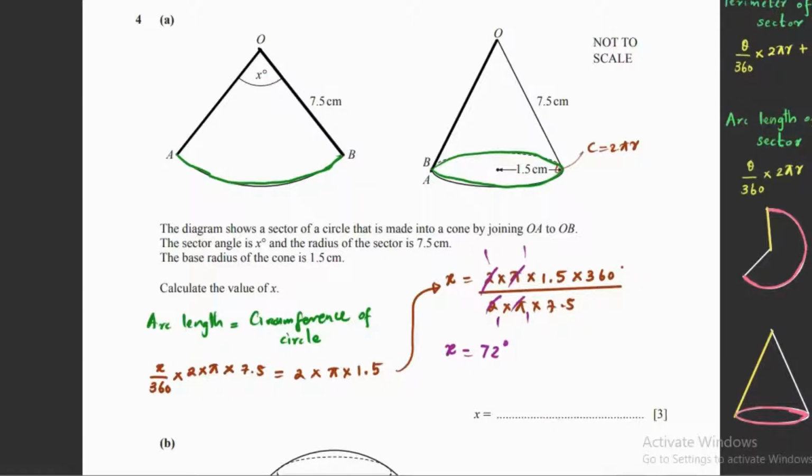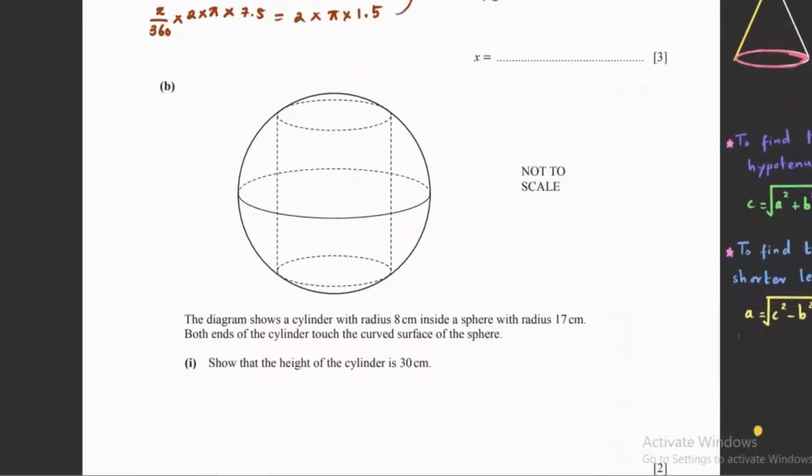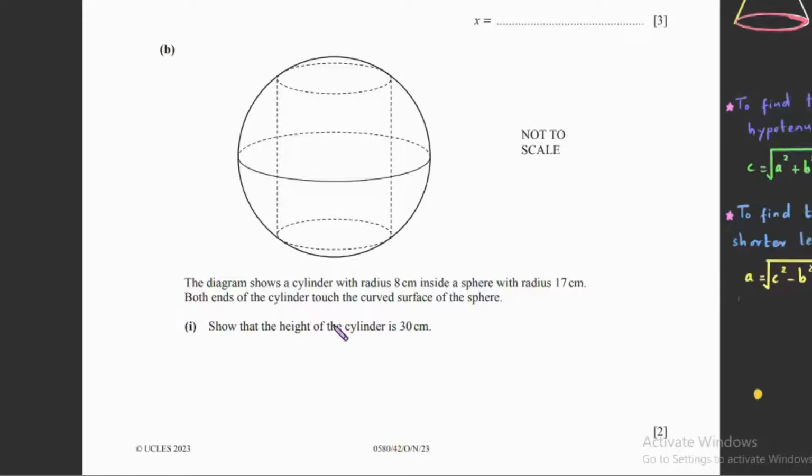Let's move on to part B. The diagram shows a cylinder with radius 8 centimeters and inside a sphere with radius 17 centimeters. So I'll just mark it while reading. The radius of the cylinder is 8 centimeters. The radius of the sphere is 17 centimeters. Both ends of the cylinder touch the curved surface of the sphere. Show that the height of the cylinder is 30 centimeters. So we need to find a way to show that the height is going to be 30 centimeters.